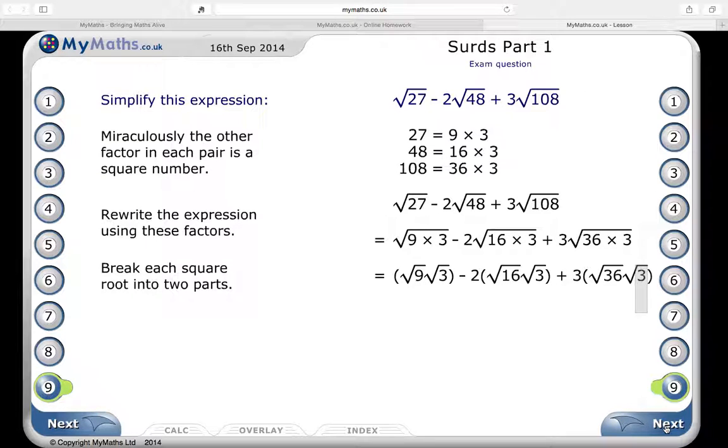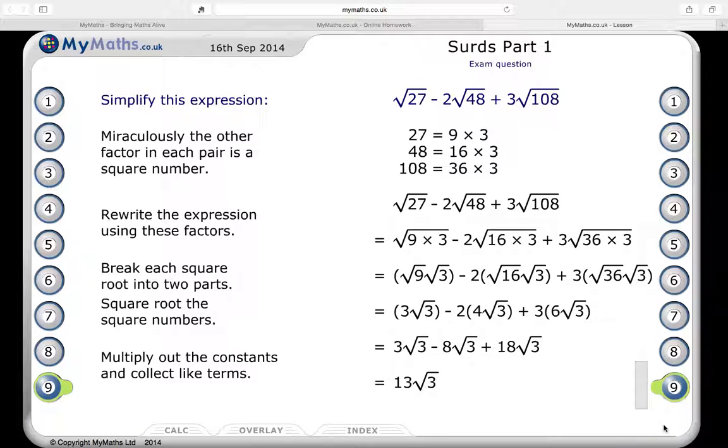Which can then break each square root into 2 parts. So open brackets, well, you can read that. Oh, I've gone too far, but fine. Which is equal to that, and you use that to collect the like terms. So basically, the final answer is 13 root 3.